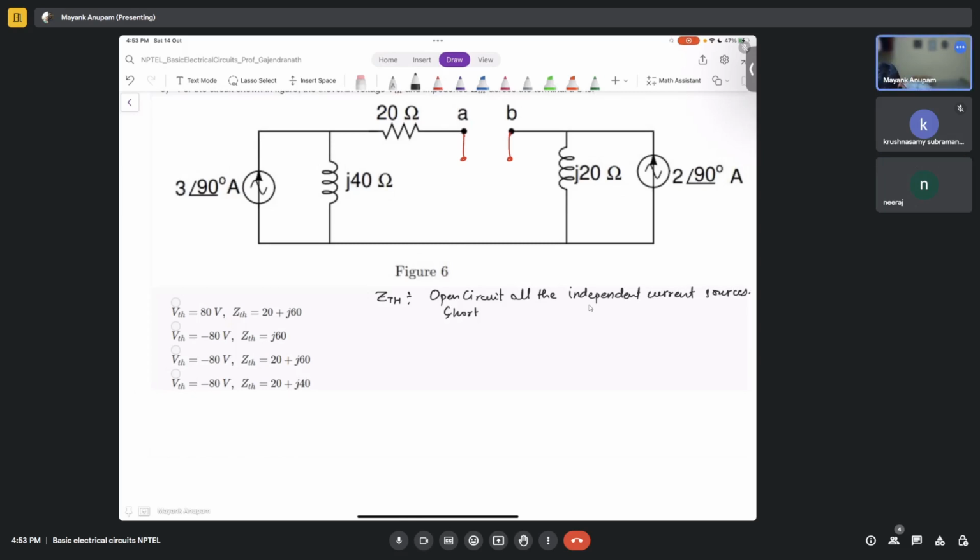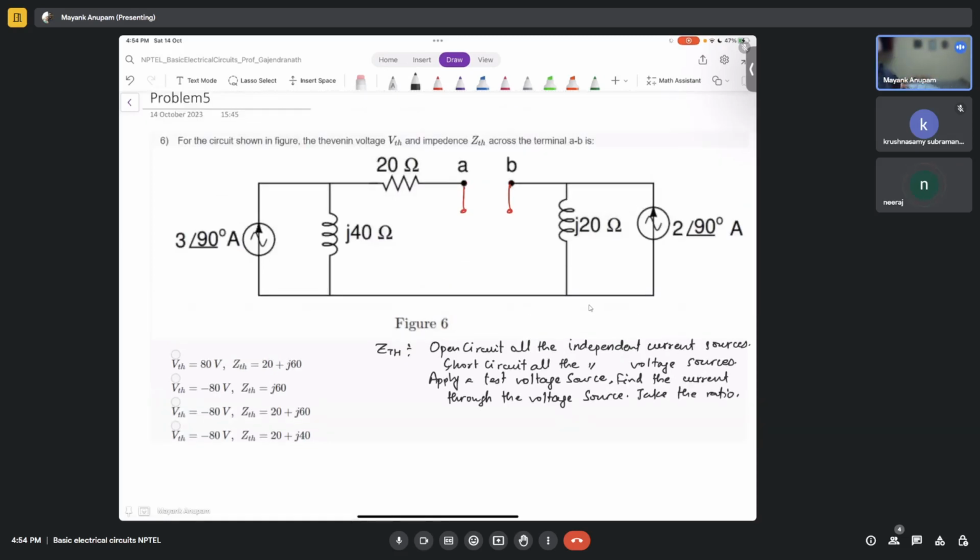Short circuit all the independent voltage sources and then apply a test voltage source, find the current through the voltage source, and take the ratio. Isn't it? That is what we do for ZTH.